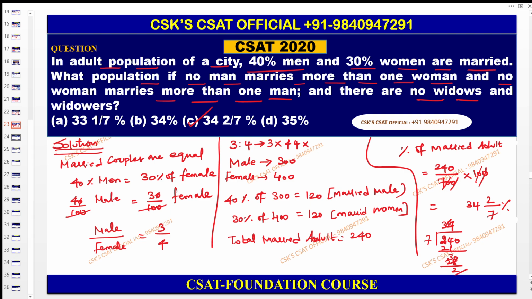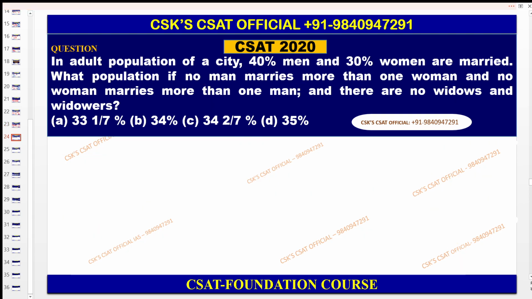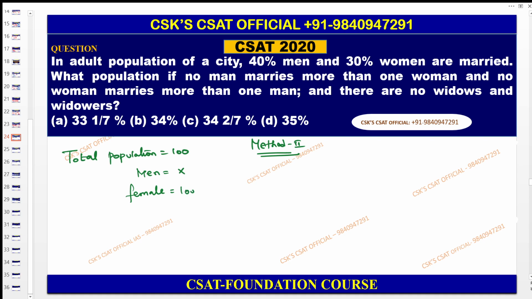Now I'll give you another method also. Listen, I'll teach you another method. Just try to learn this one also. Have some ideas. Okay, simple. Take the total population as 100. Out of this you don't know how many men. Take the men as x, then take the female as 100 minus x. Right, the total here is 100.